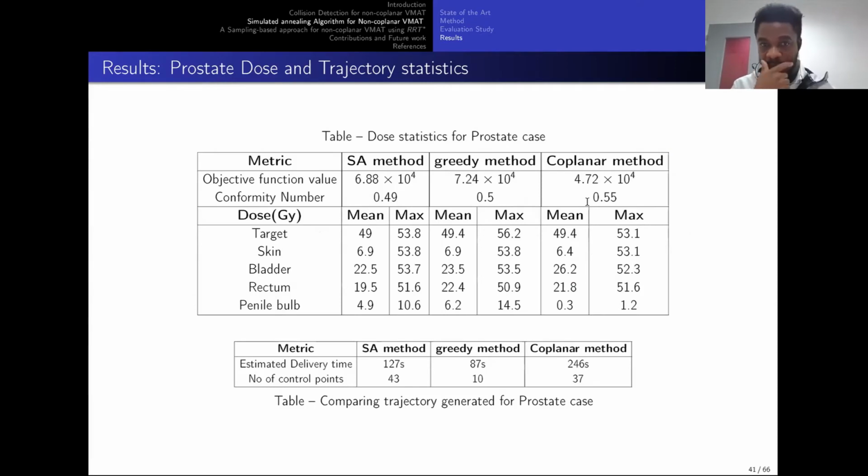So the dose statistics also show us the reductions in the mean dose. For example, in the bladder and the rectum, we generally have reductions in the mean dose when we use the proposed algorithm. With the proposed algorithm with the trajectory, we see that the trend is the same. The delivery time and the number of control points is much higher than the other two methods. With the simulated method, we have a delivery time of 127 seconds and 43 control points, which is higher than the greedy method and the coplanar method.